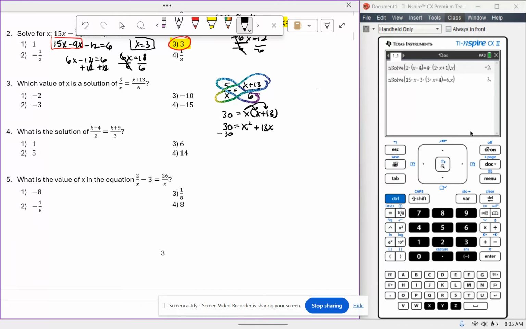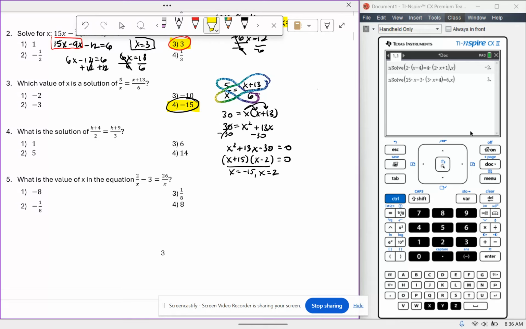But I can go ahead and put this in standard form set equal to 0. And I can factor. I'm looking for the factors of 30 that add up to 13. That's going to be 15 and -2. So now I get my answers as x equals -15, x equals 2. So I'm going to pick negative 15 as my answer here.